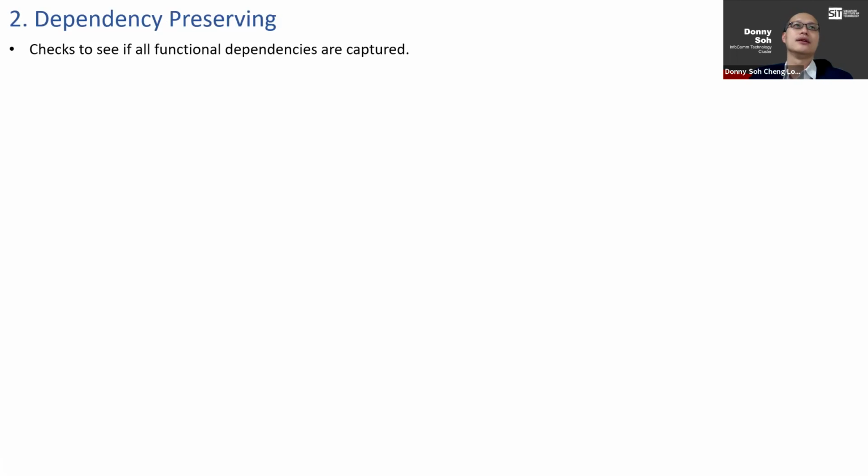So earlier we talked about lossy decomposition. Now the second thing is dependency preserving. Actually, two different things. The first one is, can we create back the table or not? The second one is we want to check to see if we have all the functional dependencies preserved or not, even though we split up the table into two or more separate tables.